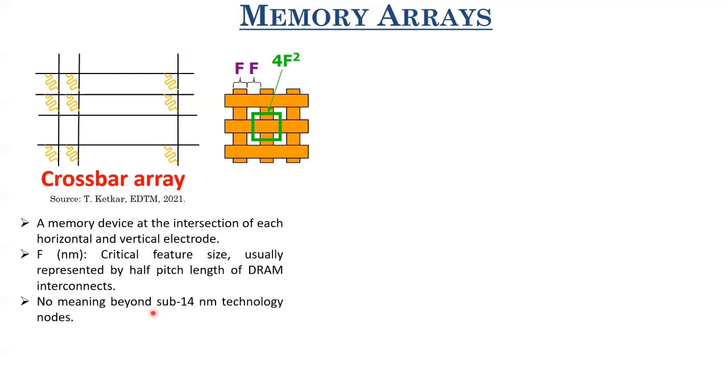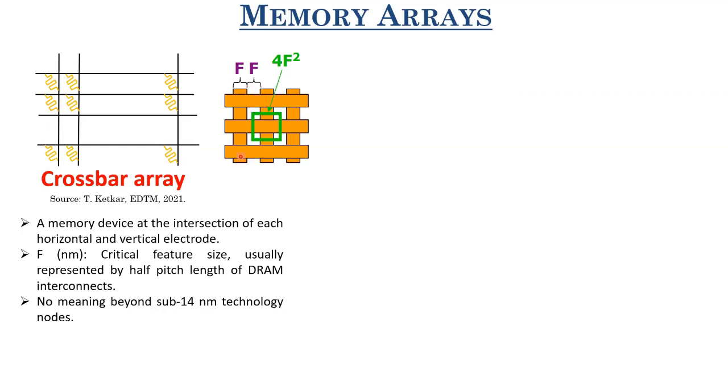Now from 5 they'll go to 3, from 3 they'll go to 2 point something and so on. But inherently the critical feature size, or the size on the chip, doesn't go to 5 nanometer or 3 nanometer or 10 nanometer. So basically, even when they are names, the critical feature size is close to 14 nanometers even there.